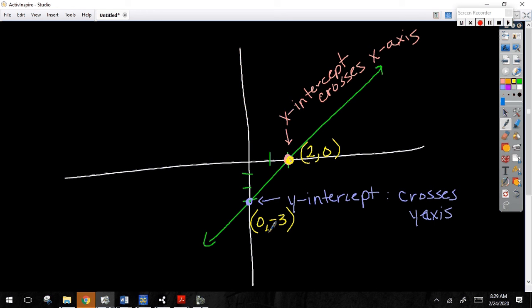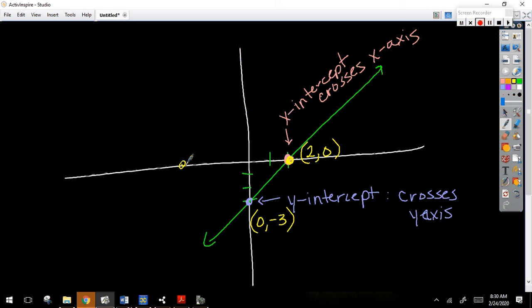Okay. If I'm talking about the X intercept, what do you think is true at every X intercept? The second point will be 0. You're exactly right. The second part of the coordinate is always 0. What's the second part of the coordinate? The y, right?